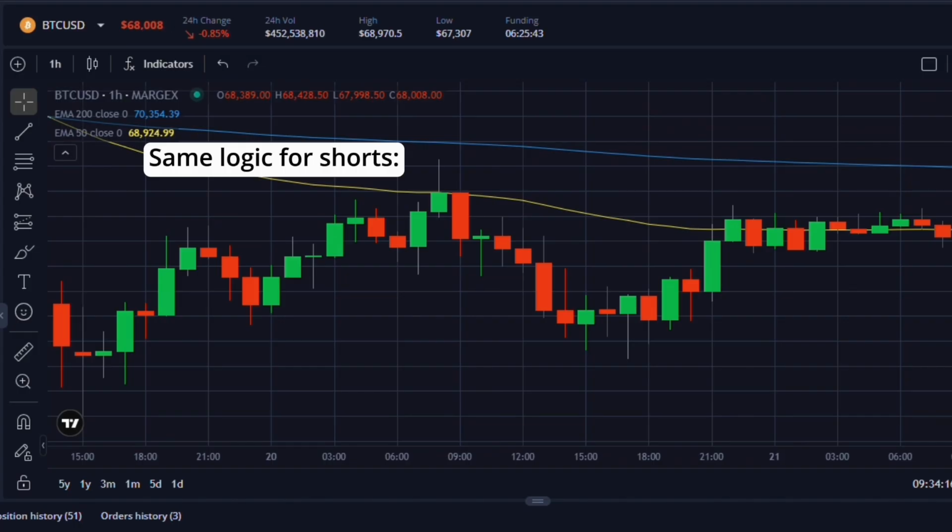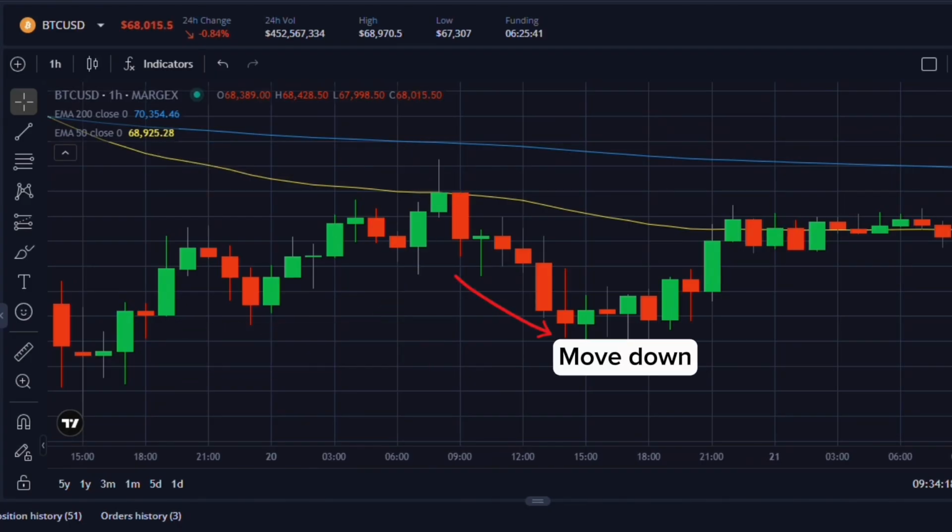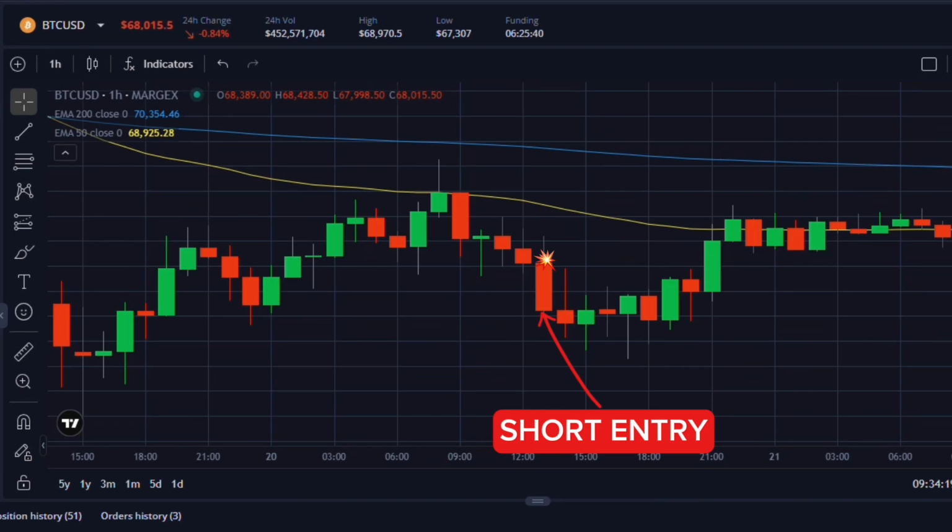In a downtrend, the idea is the same. Price pulls back toward EMA 50, then continues lower. That's where traders look for short entries.